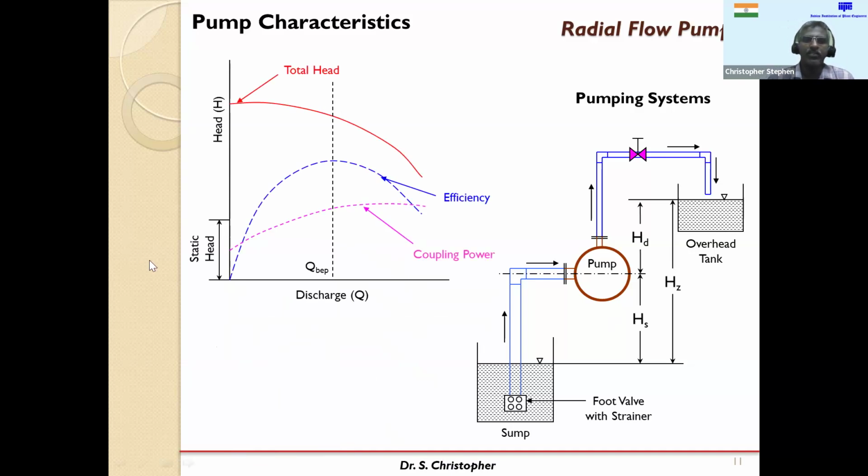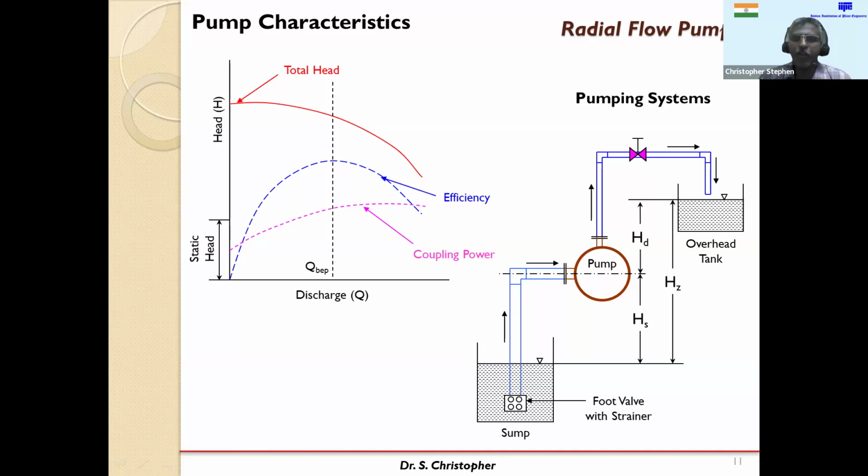Here you can see the x-axis will be the discharge and the y-axis will be the head. This is the total head developed by the pump, this is the efficiency, and this is the coupling power. So now you have the characteristics of the pump.